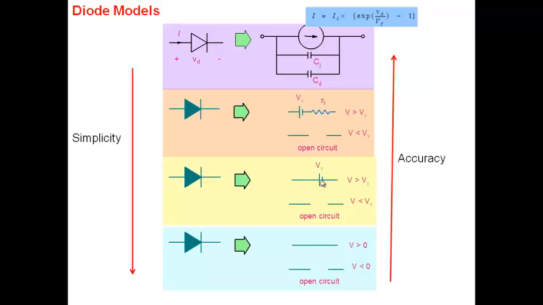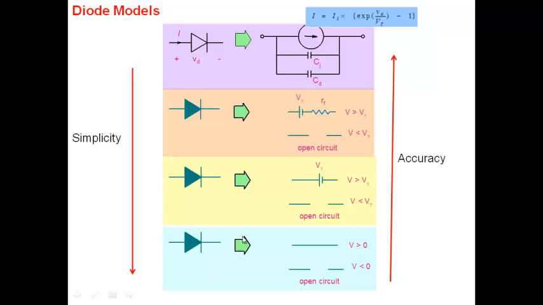If you want even simpler, in forward bias you just say it's a short, and in reverse bias you just say it's an open. So we have a range of models starting from simple to more complex, and obviously the accuracy is going to increase in this particular direction. The accuracy of the results that you get is in this direction, simplicity is over here.